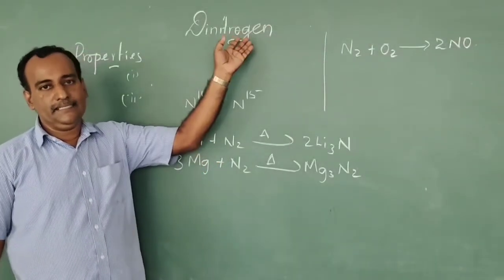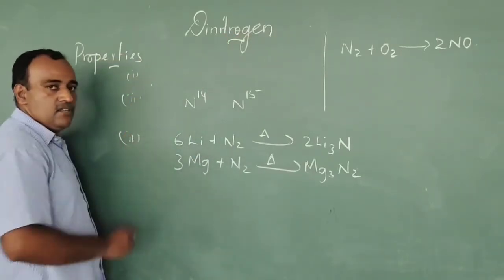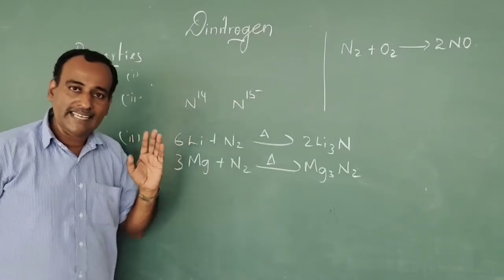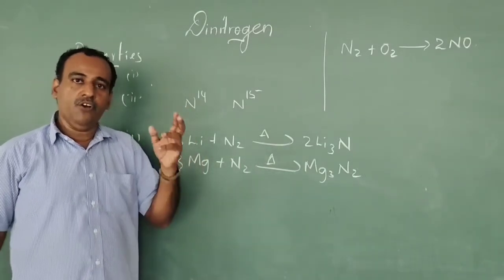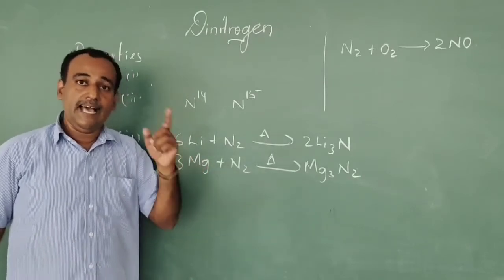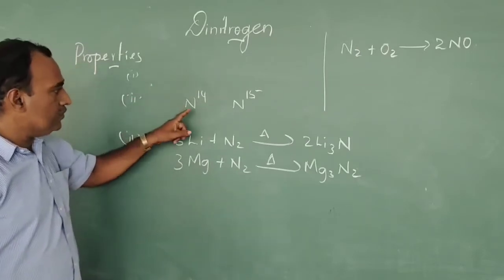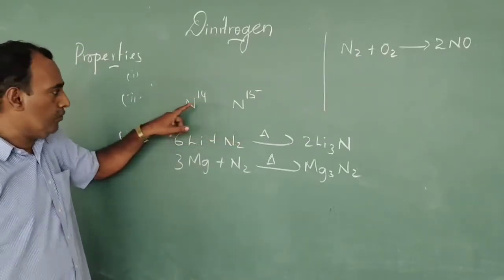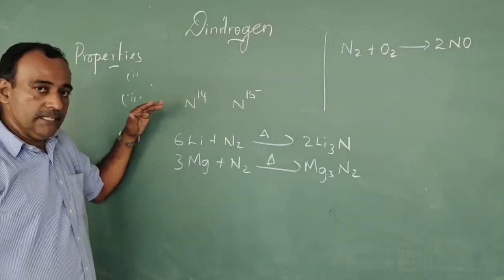Properties of dinitrogen. Dinitrogen is a colorless, odorless, tasteless and non-toxic gas. It has two stable isotopes, that is N14 as well as N15.